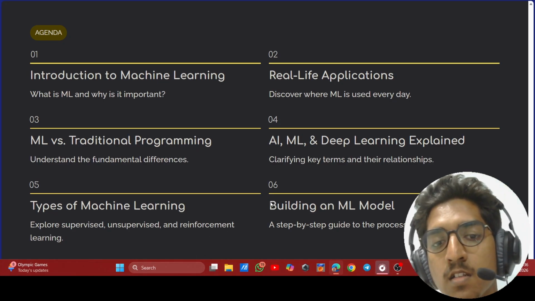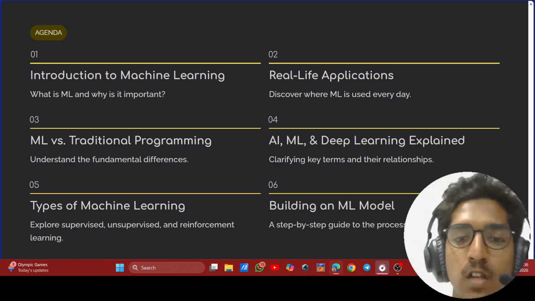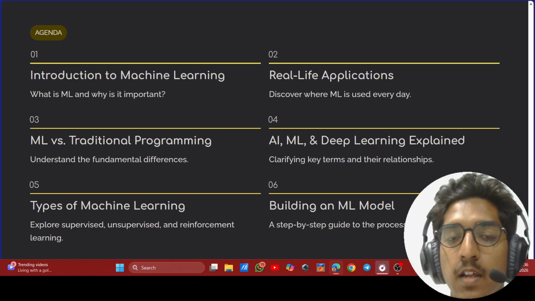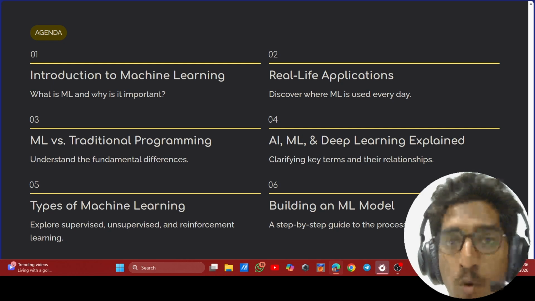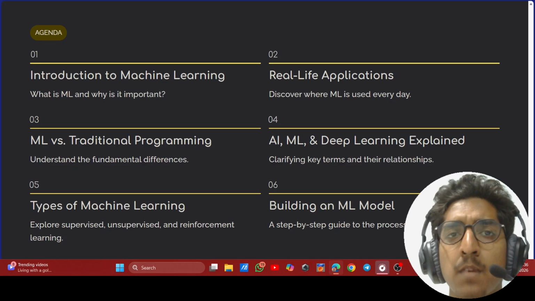And next, the last step we're going to see is how an ML model is being built. Okay, so we'll see each one of them one by one.